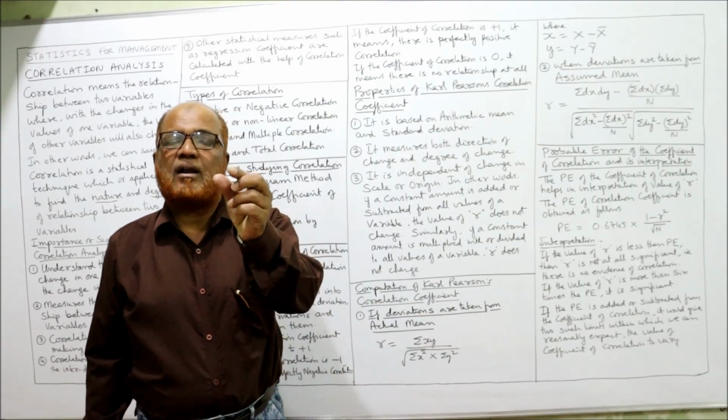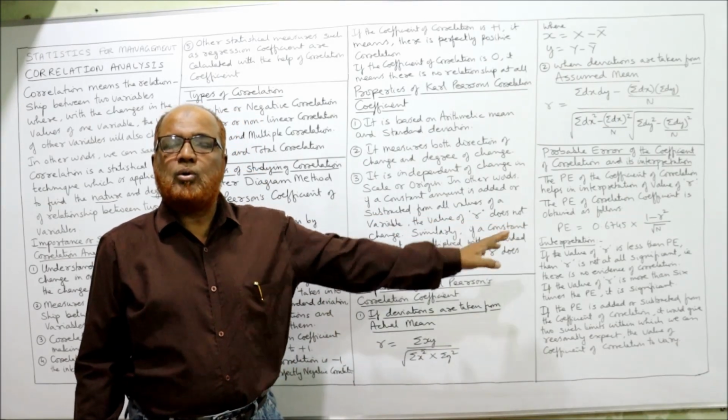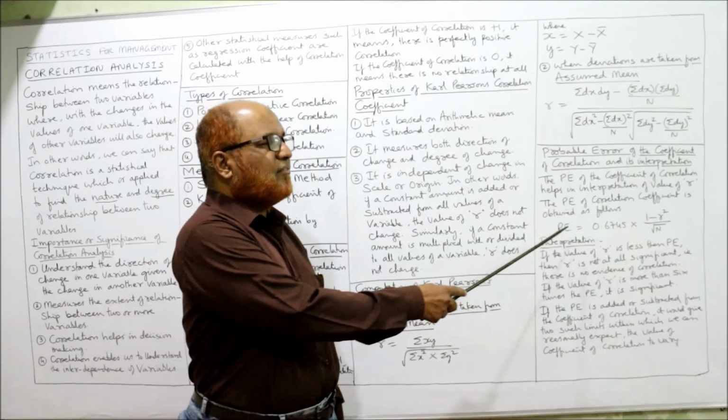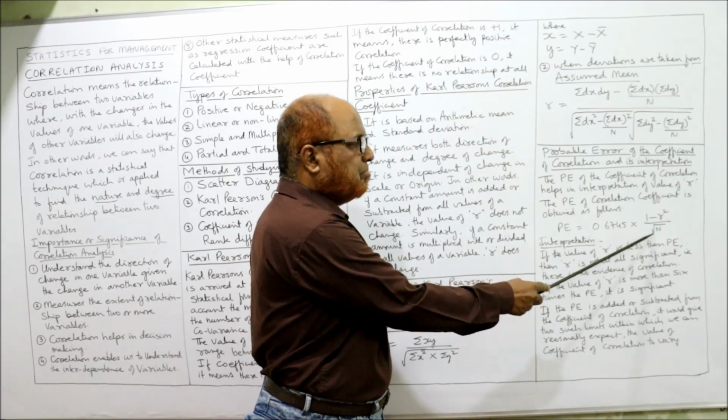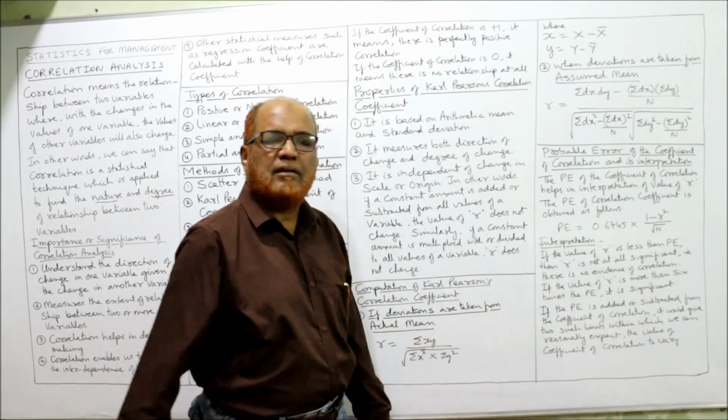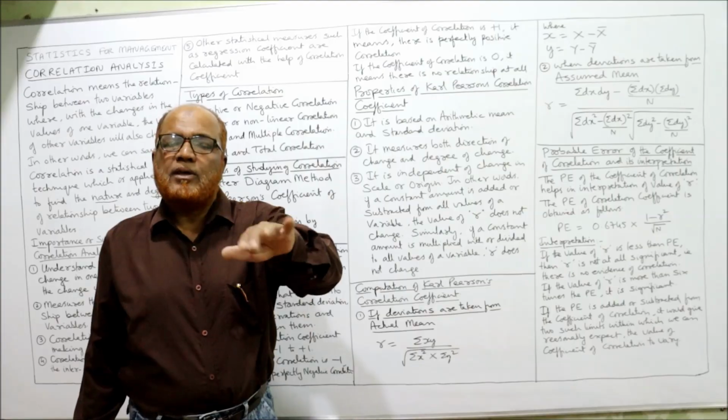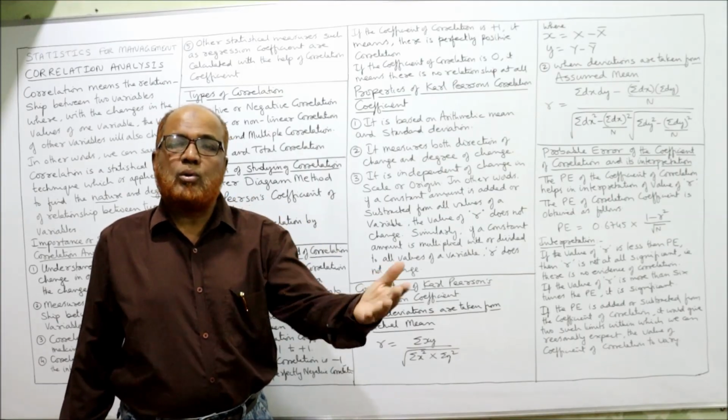Interpreting the value of R, we use the technique PE. How to calculate probable error? PE = 0.6745 × (1 − R²) / √n. This is the formula to calculate PE. After calculating PE, you have to interpret. So how to give the interpretation?